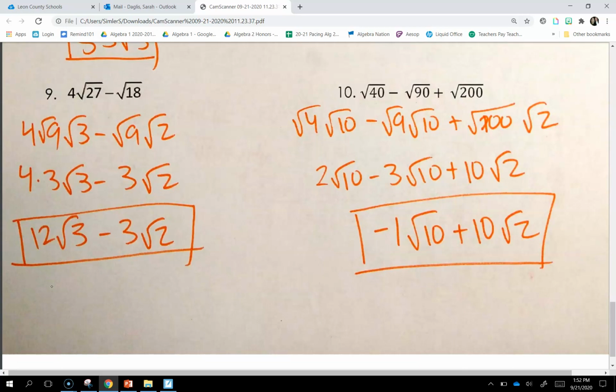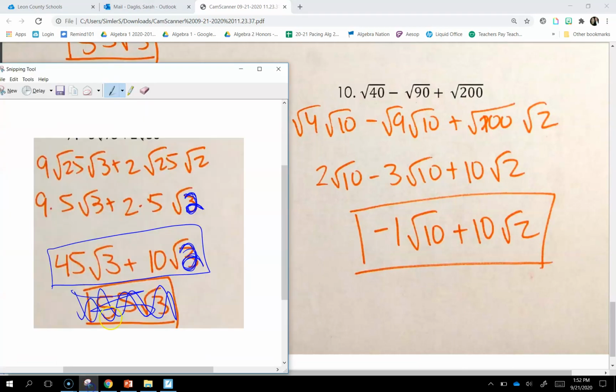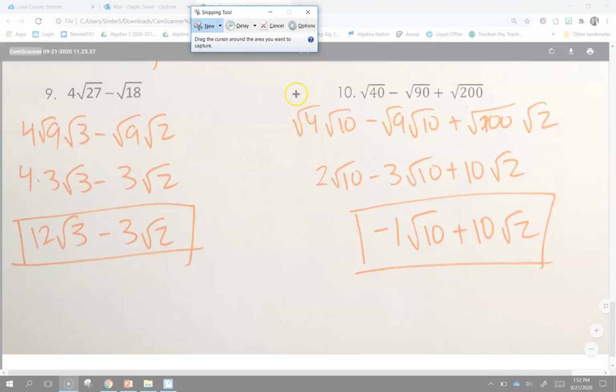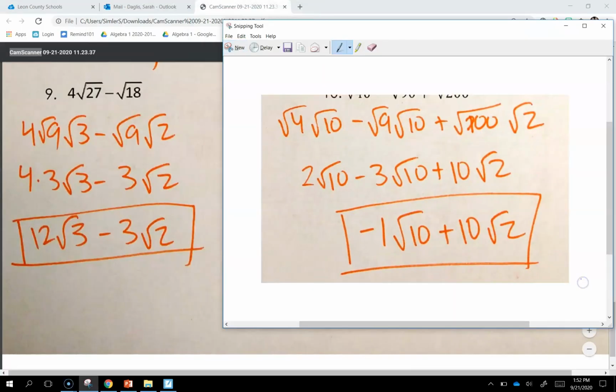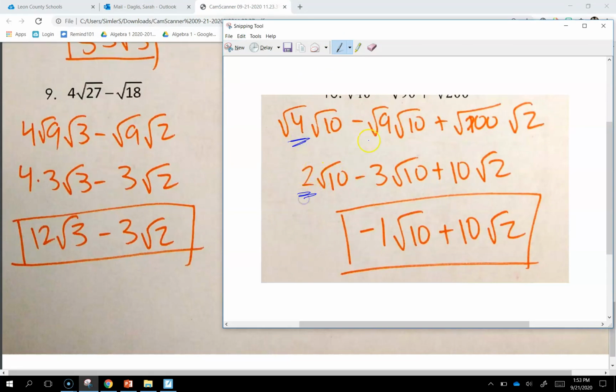Finally, number 10, 40 breaks apart to 4 and 10. 90 breaks apart to 9 and 10, and 200 breaks apart to 100 and 2. So these each have their own perfect square inside. So here, the square root of 4 is 2, right? The square root of 9 is 3. The square root of 100 is 10. So they each have their own perfect square.